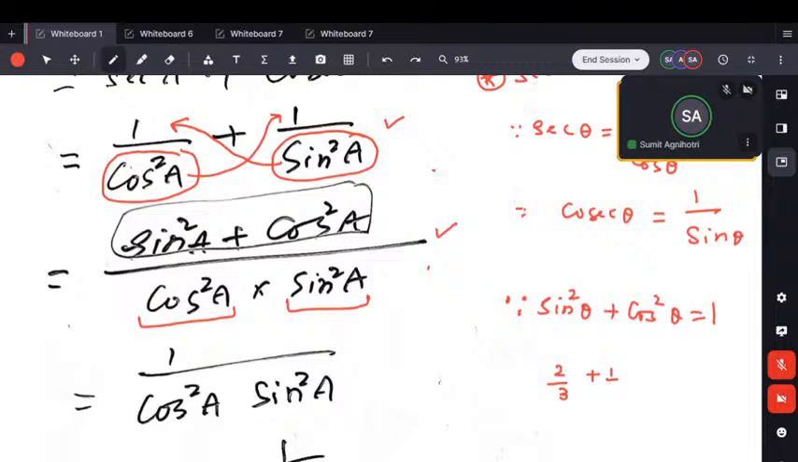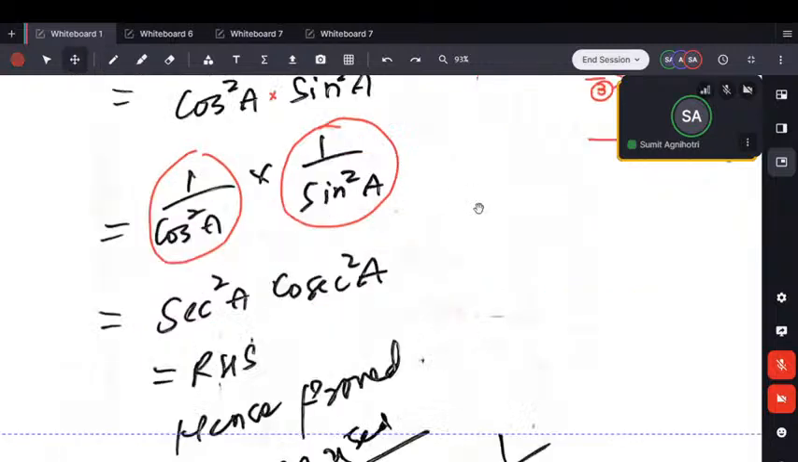1 over cos square a times 1 over sine square a. 1 over cos is sec, that's why it becomes sec square a, it becomes cosec square a, and that is actually the RHS we got. In this way we have proven the first question.